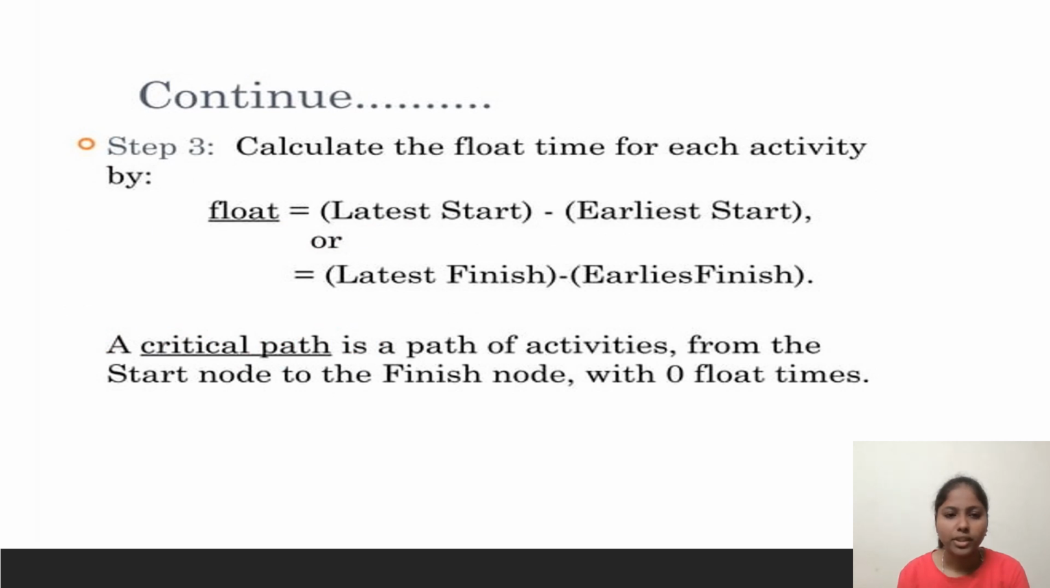Then step number 3, calculate the float time for each activity. Float is equal to latest start minus earliest start, or latest finish minus earliest finish. A critical path is a path of activities from the start node to the finish node with zero float time.